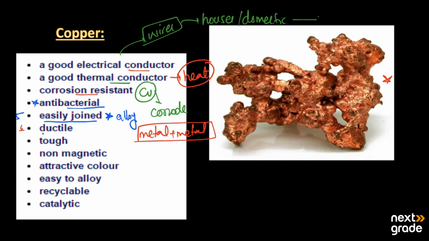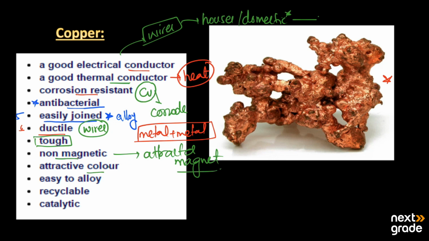Then the sixth one is that it is ductile. Ductile means it can be easily drawn into wires that are helpful in the conduction of electricity. Then it is tough and hard. It means it does not get cut easily with a simple knife or something else. It is non-magnetic. Non-magnetic means it does not get attracted towards a magnet. So this is also a good property of copper.